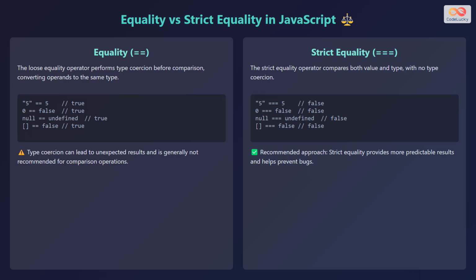On the other hand, the strict equality operator, denoted by triple equals, compares both the value and the type without performing any type conversion. So string 5 triple equals 5 returns false, 0 triple equals false is false, null triple equals undefined is false, and empty array triple equals false is also false. The recommended approach is to always use strict equality, as it provides more predictable results and helps prevent bugs in your code.